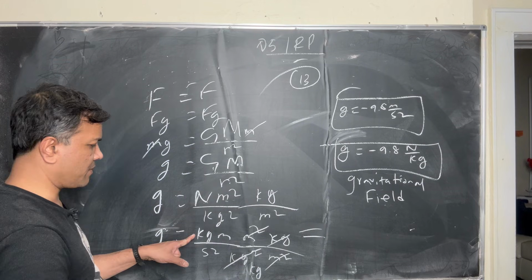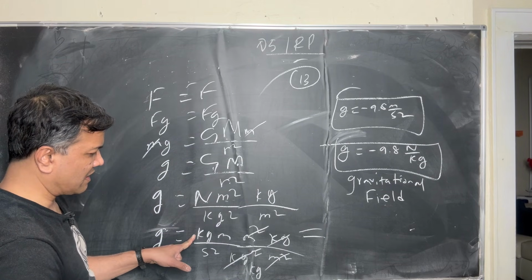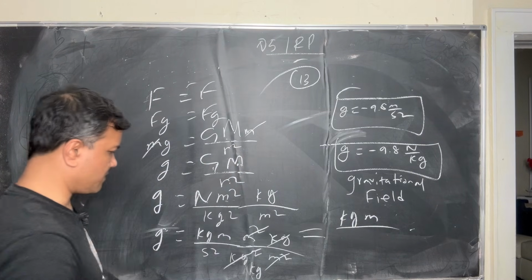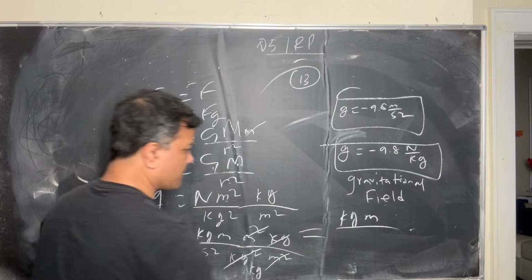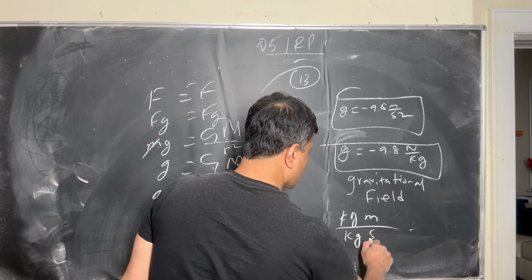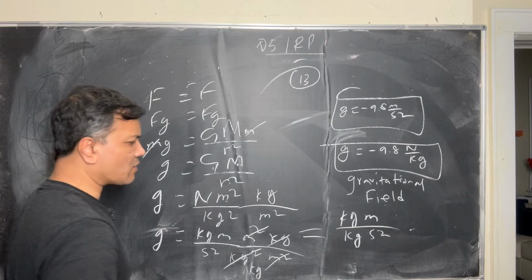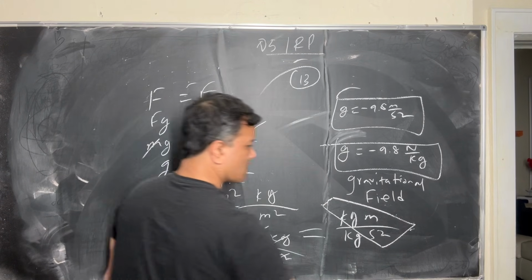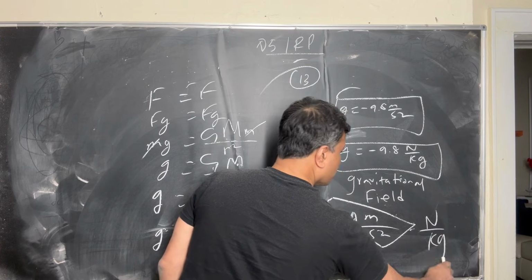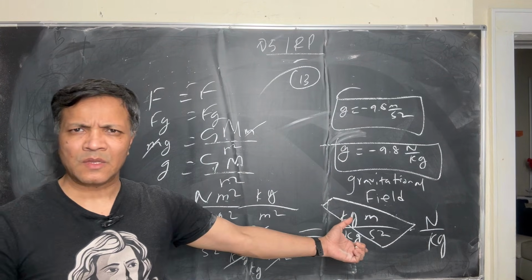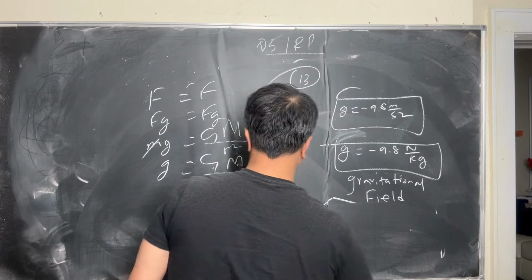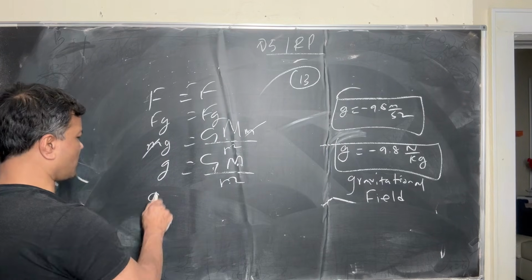So what are you going to have? You're going to have kilogram meter on the top. On the bottom, what do you have? Kilogram second squared. Now, kilogram meter per second squared itself is a Newton. So Newton over kilogram. There you go. So we proved that. In fact, you can prove it right now at home.